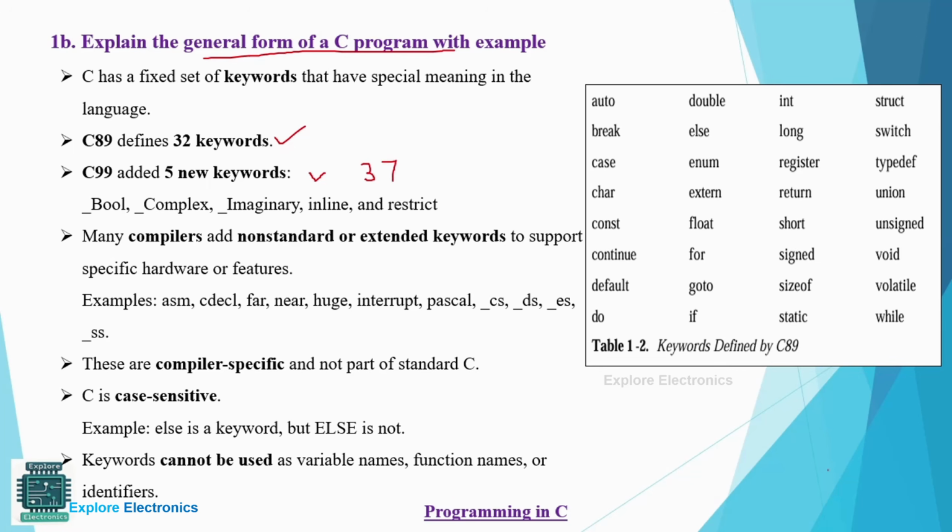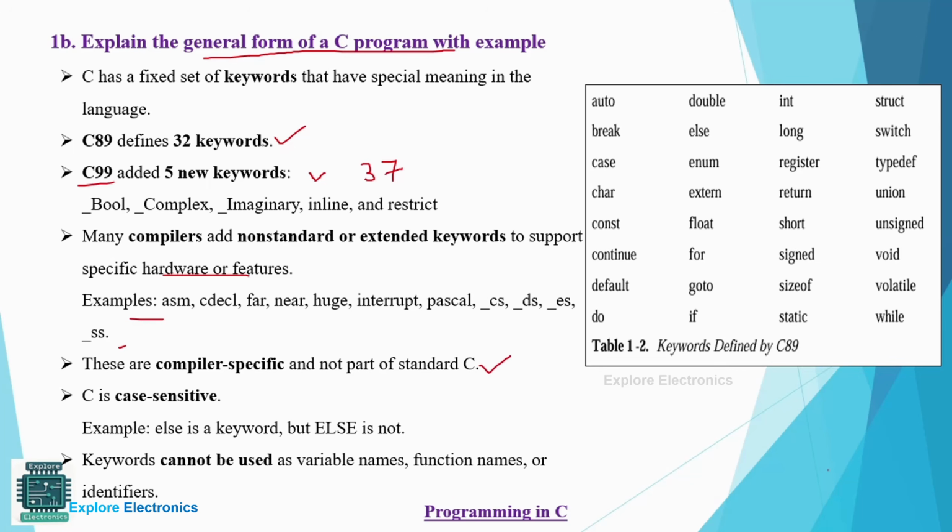There are 37 keywords. Complex, imaginary, inline and restrict were added in the C99 version. Many compilers had non-standard or extended keywords to support specific hardware or features. These are some examples, and these are compiler specific and not part of standard C.